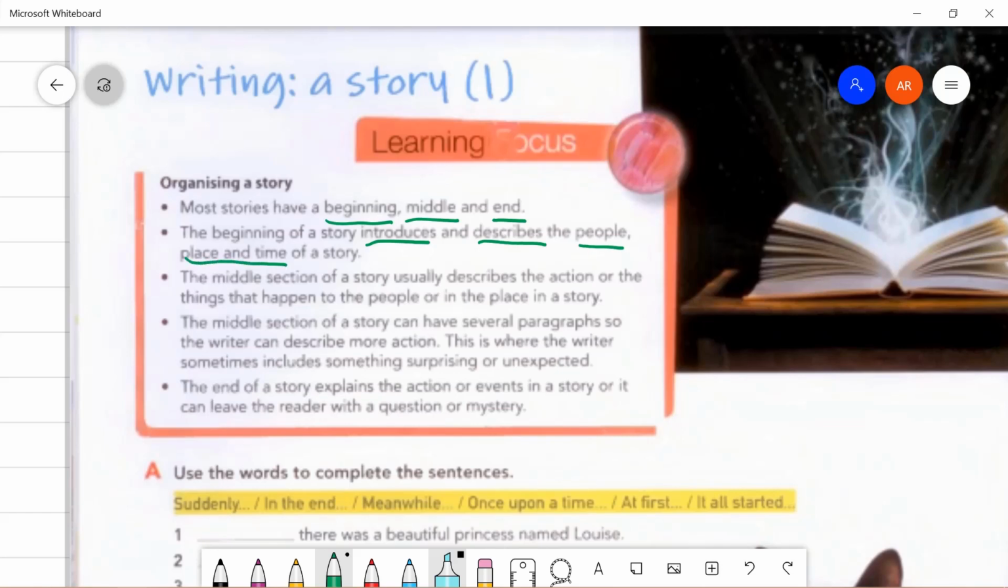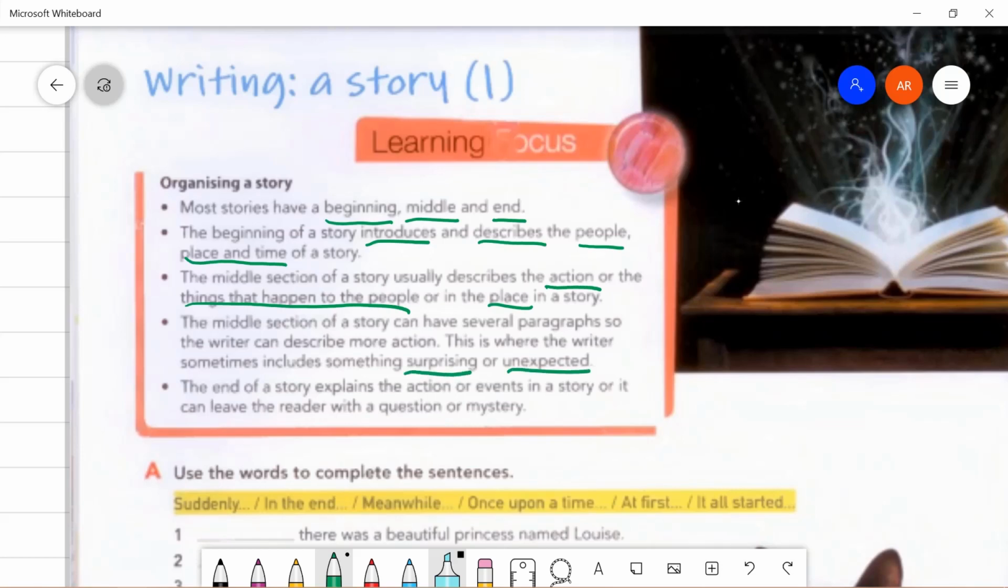The middle section of a story usually describes the action or the things that happen to people, or in the place in a story. The middle section of a story can have several paragraphs. So the writer can describe more action, meaning that you can write more in the middle part of the story. This is where the writer sometimes includes something surprising or unexpected.